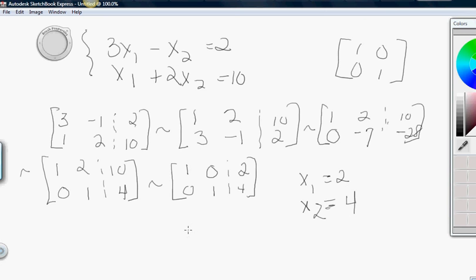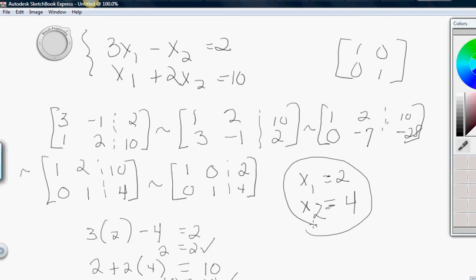Let's just check our solutions, make sure that they're correct. So if I go up to the first equation, I have 3 times my x of 1, which is 2, minus my x of 2 value, which is 4, should equal 2. 6 minus 4 does equal 2, so check. The second one is x of 1 is 2. 2 times x of 2 is going to give me 8, and that's supposed to give me 10, and I see that it does give me 10, so it checks out. So the solution to the system of equations is 2, 4.